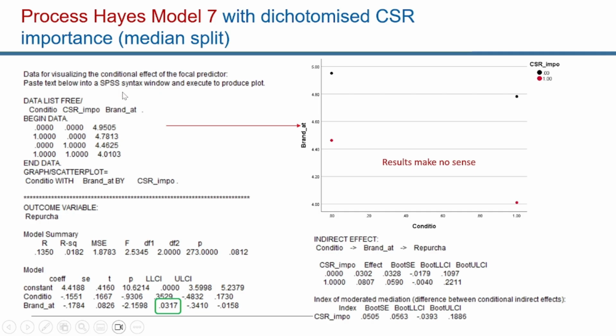And let's look at the rest of the output for the dichotomized CSR split on the median split. This is my visualization. I took this code, I visualized it, and this is how it looks. This is my dummy coding, lowest CSR importance versus highest CSR importance. And here I have different spanning. And as you can see, I do not have a really nice clear cut picture here. So my recommendation for you would be do not dichotomize, just use continuous moderators as they are.